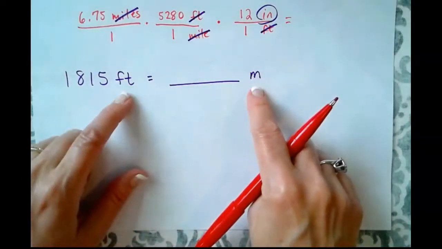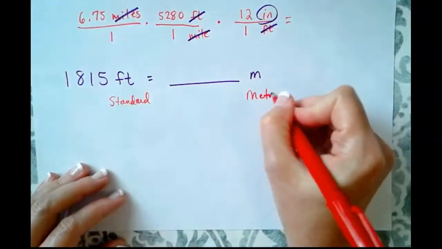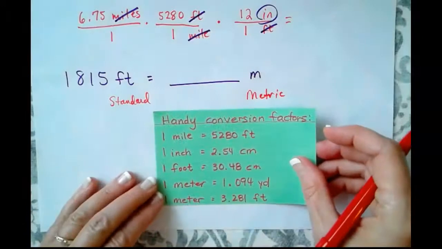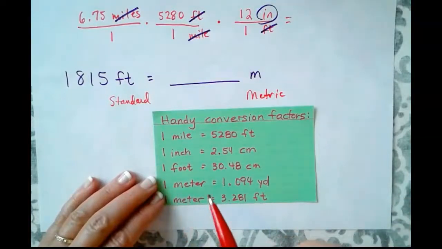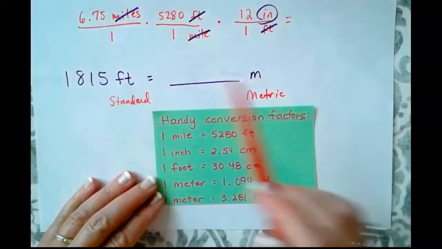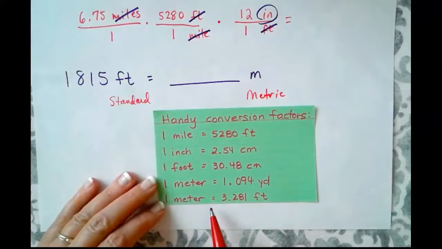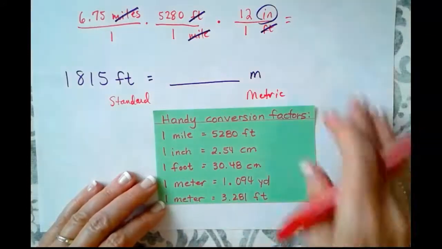Now this is an interesting conversion because this is going from a standard unit to a metric unit. I'm going to go back to my conversion factors here, which you can easily find just by Googling standard to metric or metric to standard. You can easily find conversion factors online. If I want to go from feet to meters, here's my conversion factor right here. 1 meter is equal to 3.281 feet. I'm going to be able to do this particular conversion in one shot.